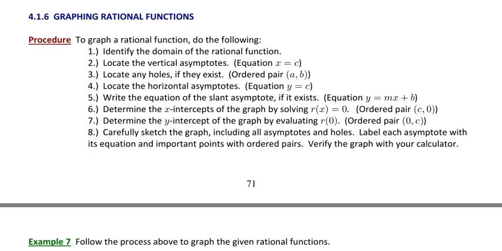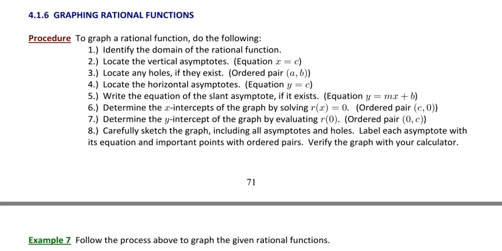Number 7, the y-intercept of the graph can be obtained by evaluating r of 0, and the ordered pair will be (0, c). And then finally, number 8, we'll sketch the graph including all asymptotes and holes. We'll label each asymptote with its equation and important points with ordered pairs. And then for the big finish, we will double check our graph with the calculator.